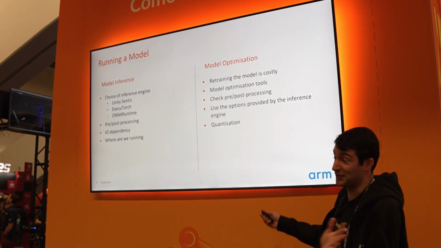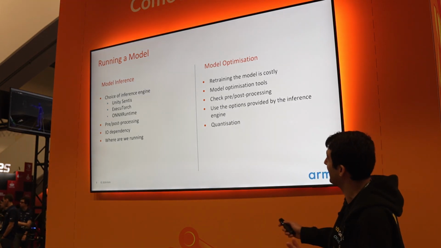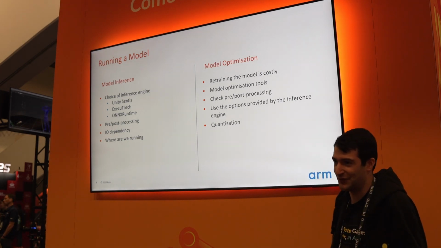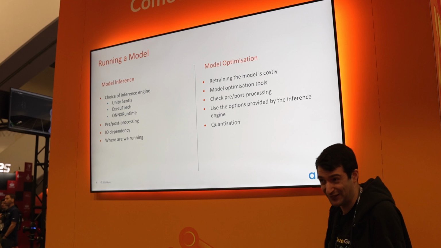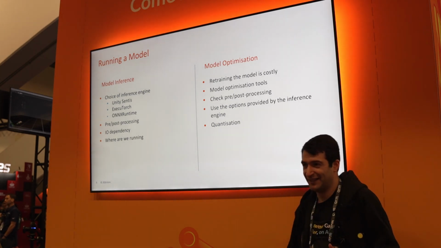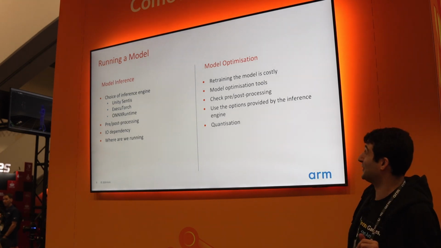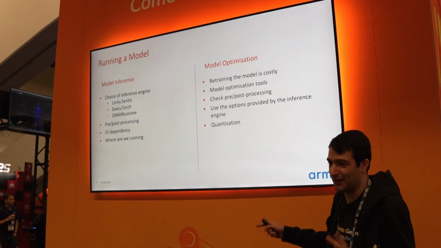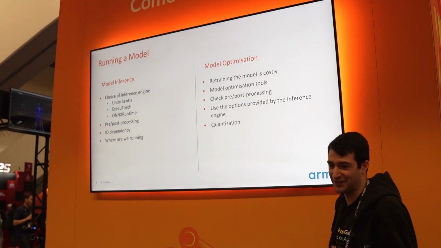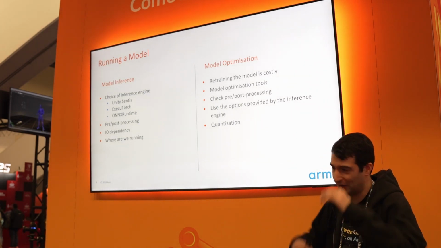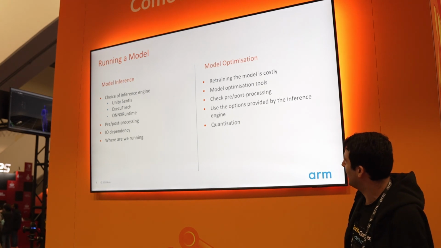And particularly when you're running on mobile, you need to look at optimizations. Retraining the model is costly. It takes time, takes resources. You really need to know what you're doing there. If you don't have that, there are some model optimization tools. So ONNX Runtime itself you can run with optimizations. This will do various clever tricks to make your run more efficient.